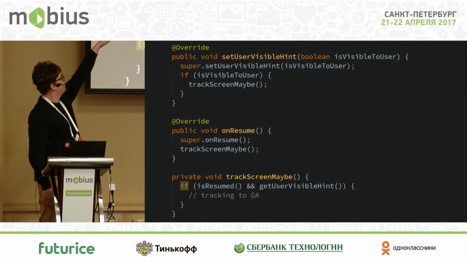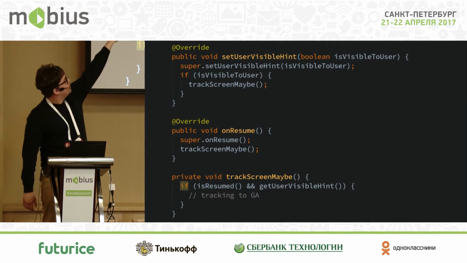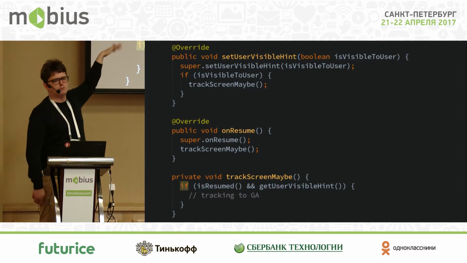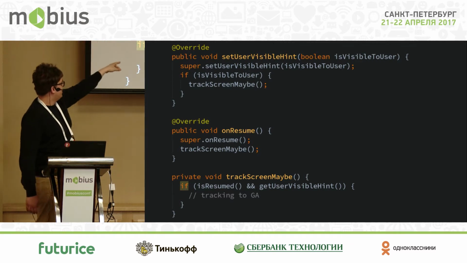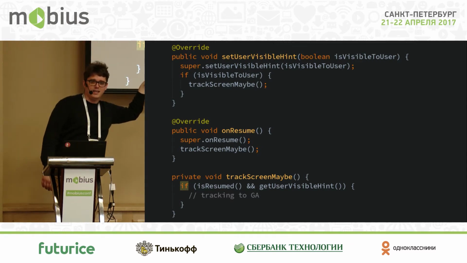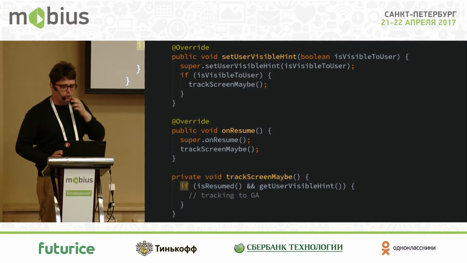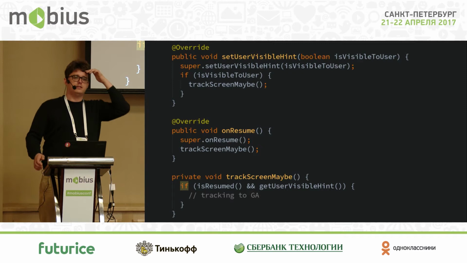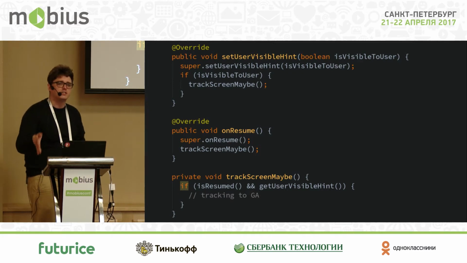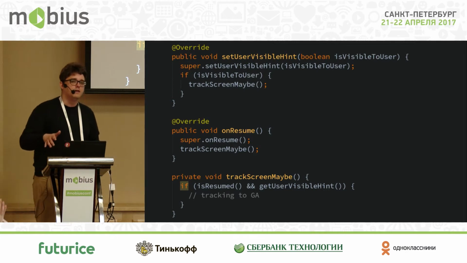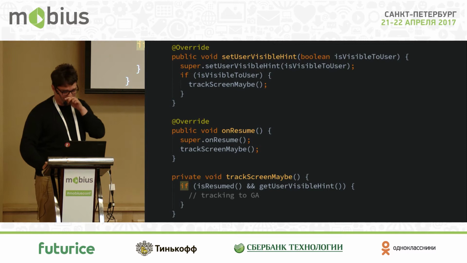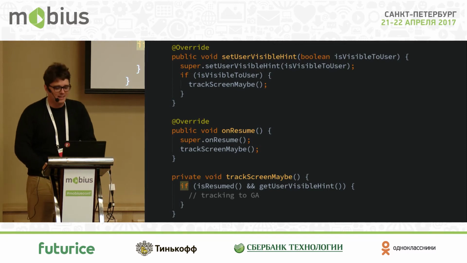So this basically makes you do something like this. You have a setUserVisibleHint, and the fragment stores the value in an internal flag. Then you have the onResume or onStart, and then you basically track the screen, maybe, if both of the conditions are met. This is actually a fragment piece of code taken from our project. I'm interested if somebody had something similar in their code bases. All right. Oof. That means it doesn't have a bug if there are more people.